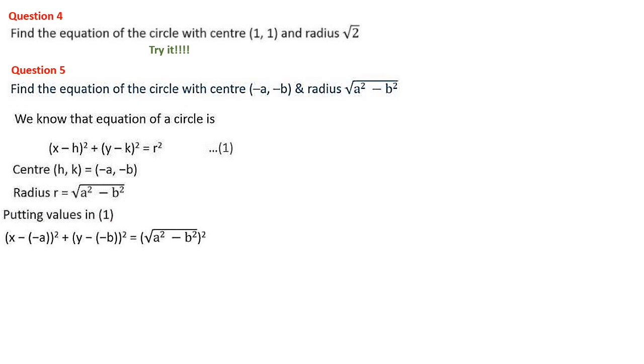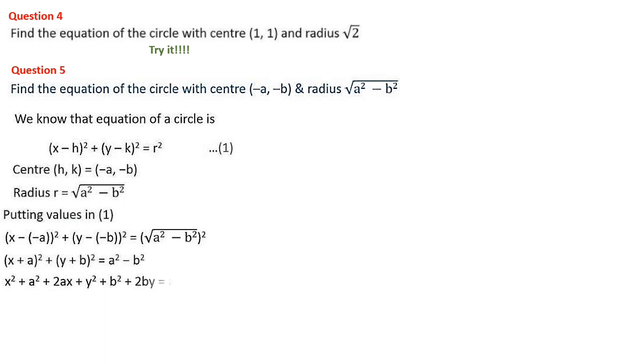Let's substitute it. x minus h is minus a, substituted, plus y minus k is minus b, substituted, is equal to r square, we have to substitute. That means root of a square minus b square, the whole square. Let's do the calculation. (x minus into minus, plus a) the whole square plus (y minus into minus, plus b) the whole square. Square root and square cancel, and root of a square minus b square the whole square will be a square minus b square.